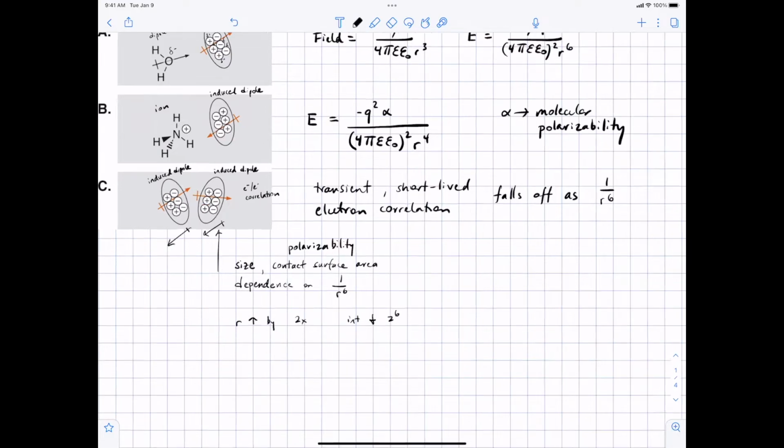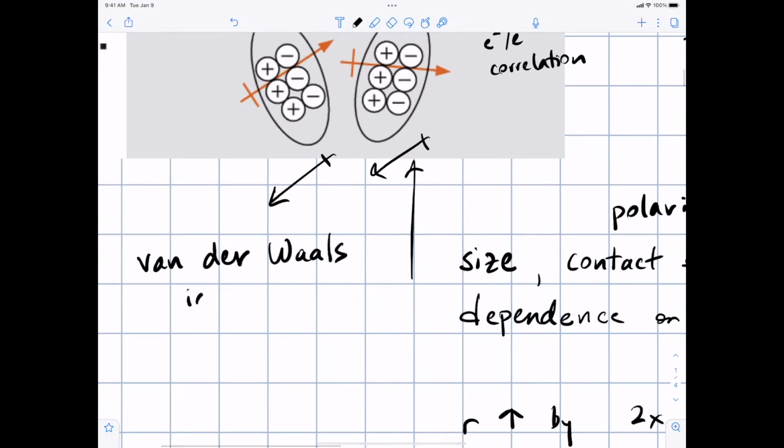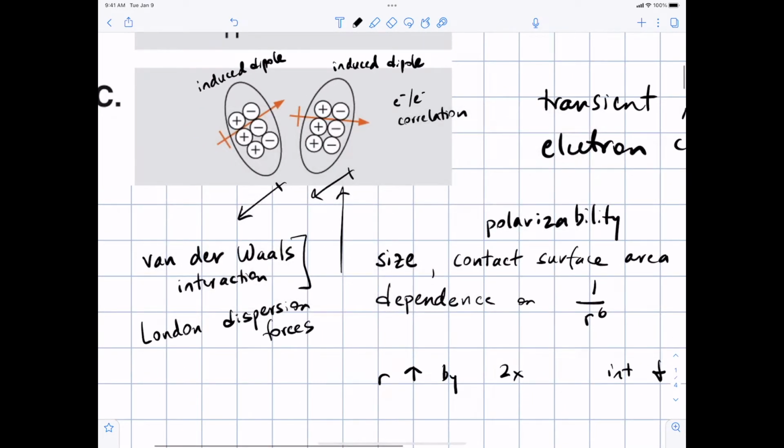Sometimes people call induced dipole interactions by a more familiar name, van der Waals interactions. These are also sometimes called London dispersion forces, and you can also call them induced dipole interactions. I tend to hear this one most of the time.